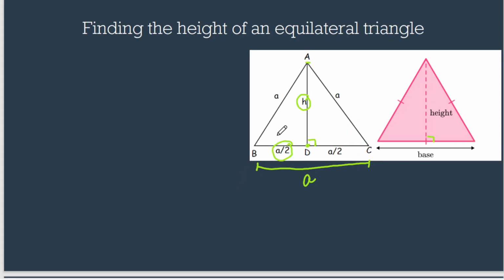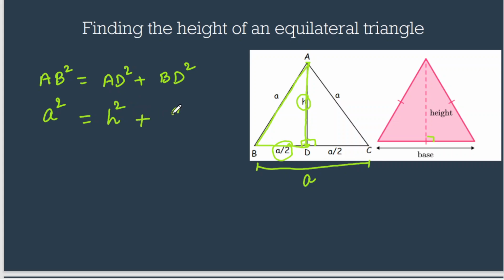Okay. So if you apply Pythagoras theorem in this triangle, what will you get? That means AB square will be equal to AD square plus BD square. What is AB? Our AB is a. So a square equal to AD, what is our AD? AD is our h square. And what is our BD? BD is a by 2. So a by 2 whole square.